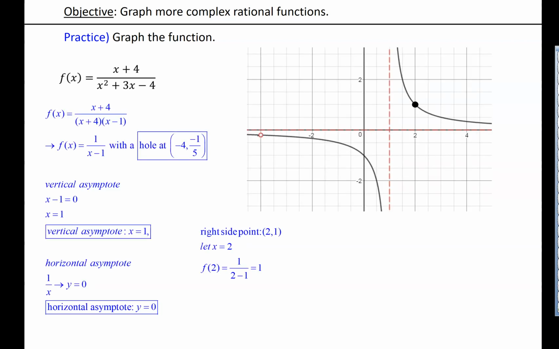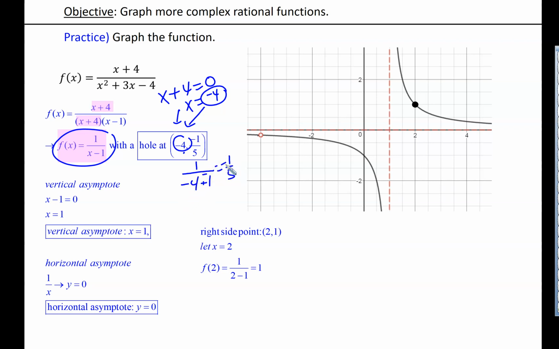Okay, so let's take a look at what we know here. Here is your reduced form. There was a common factor of x plus 4, which means that the x-coordinate of this hole was negative 4, because that occurs where x plus 4 equals 0. Subtracting 4 from both sides is what gave that x equals negative 4. Then the negative 1/5 comes from plugging this negative 4 into the reduced function. So you're looking at that y value being 1 over negative 4 minus 1, and that's negative 4 plus negative 1, that's negative 1/5, or negative 0.2. You could write it that way too.